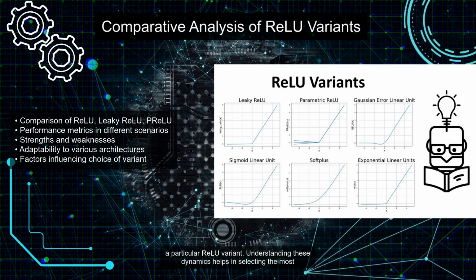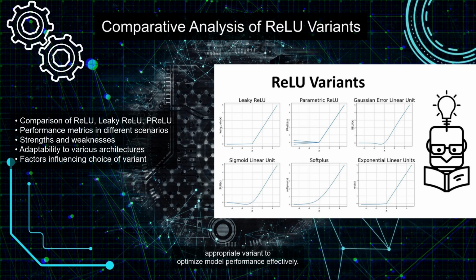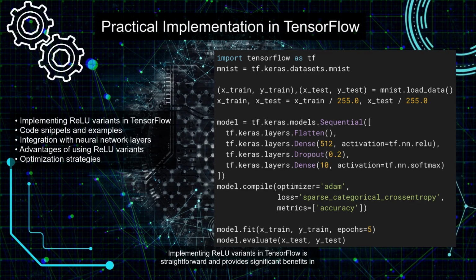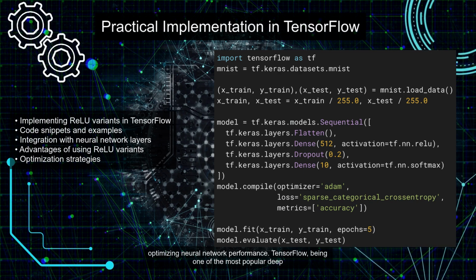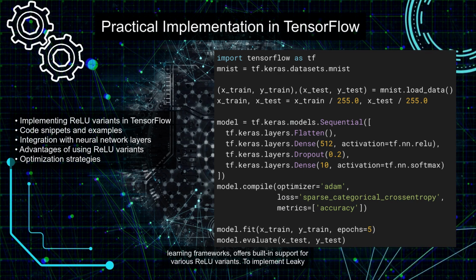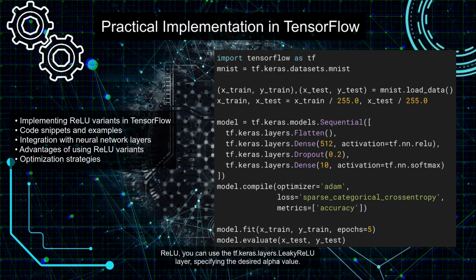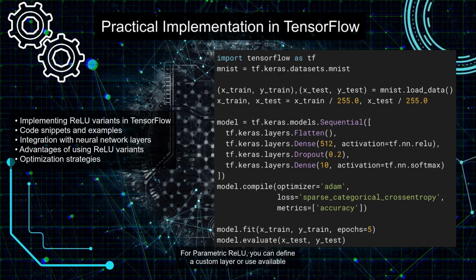Understanding these dynamics helps in selecting the most appropriate variant to optimize model performance effectively. Implementing ReLU variants in TensorFlow is straightforward and provides significant benefits in optimizing neural network performance. TensorFlow, being one of the most popular deep learning frameworks, offers built-in support for various ReLU variants. To implement Leaky ReLU, you can use the tf.keras.layers.LeakyReLU layer, specifying the desired alpha value.